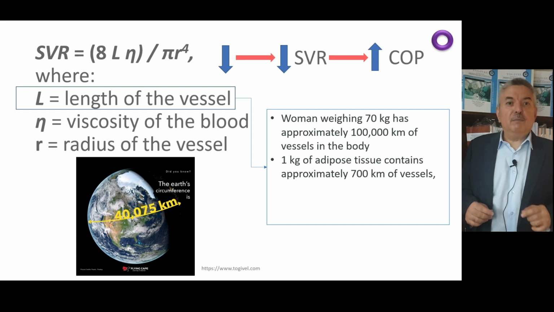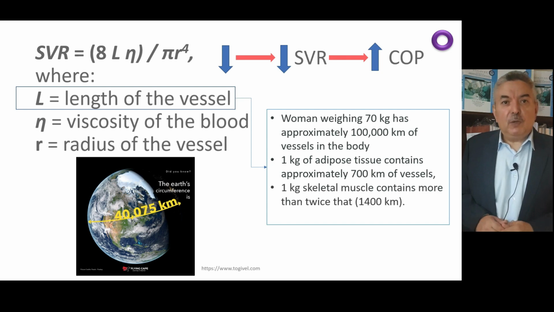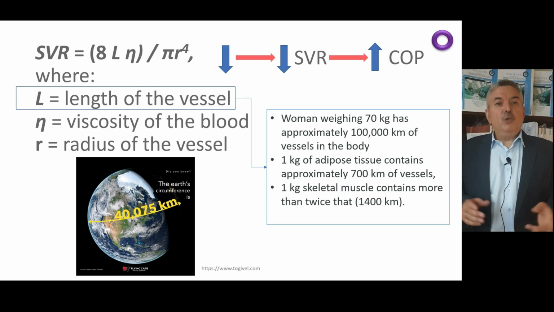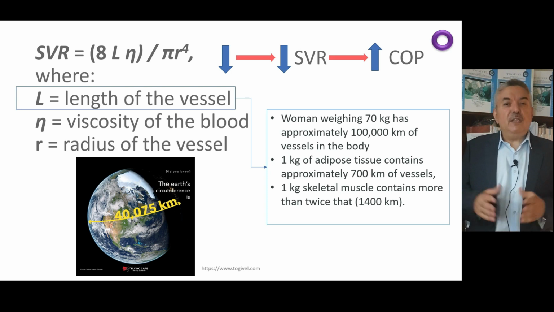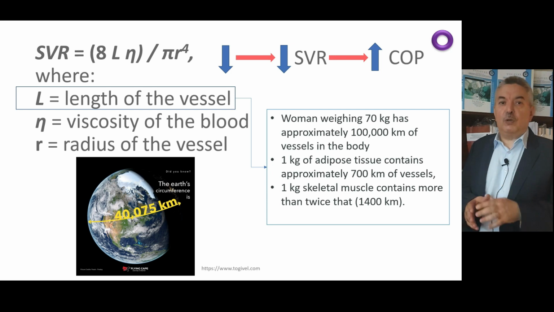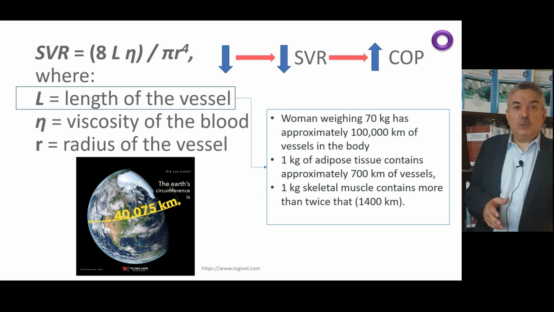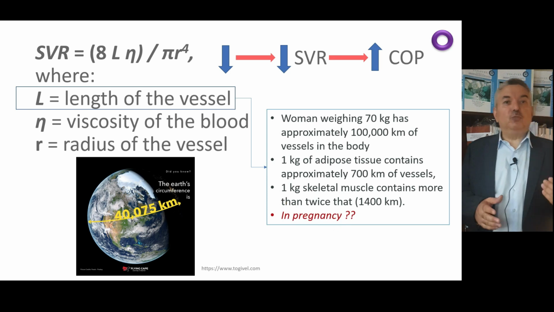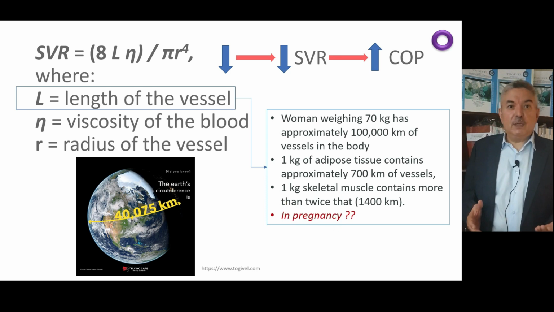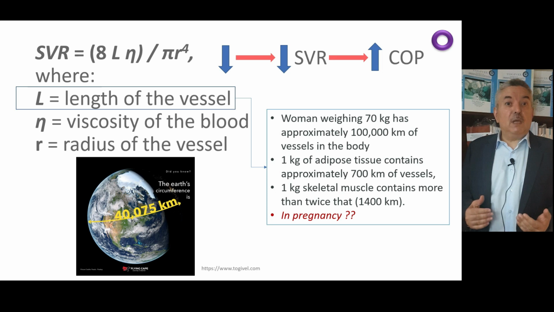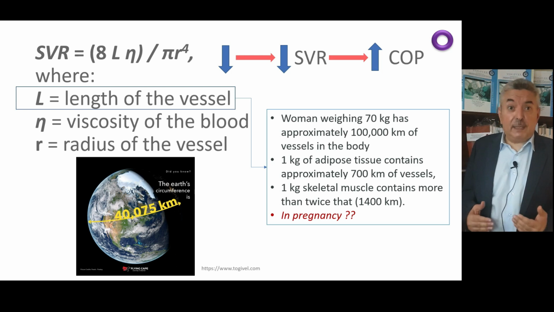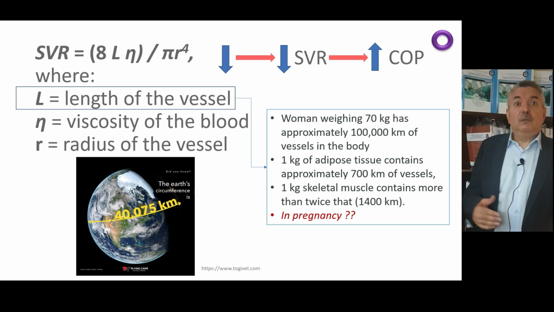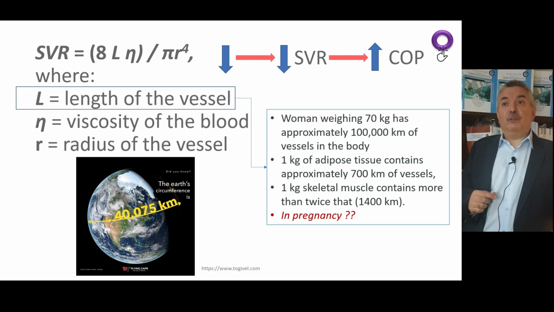And at the same time, for 1 kilogram of skeletal muscle, you also have an increase in the length of blood vessels by 1,400 kilometers or more. So do you imagine what happens in pregnancy when the adipose tissue increases 8 to 12 kilograms and the uterus increases up to 1.2 kilograms and it takes 10% of the cardiac output? We will see the effect of this later.